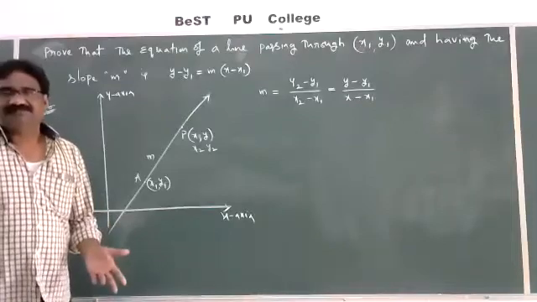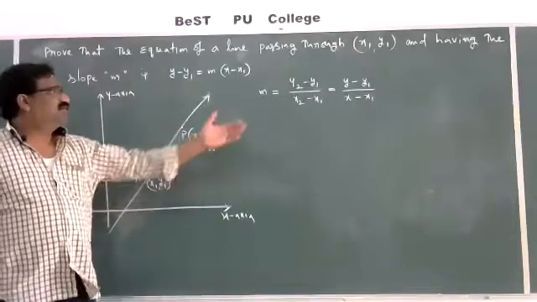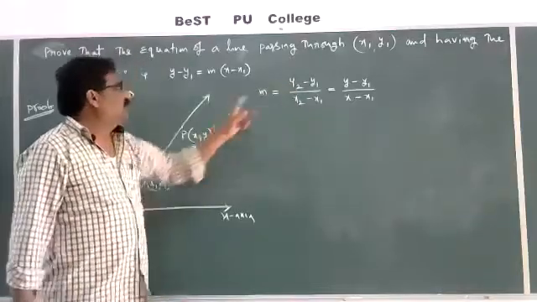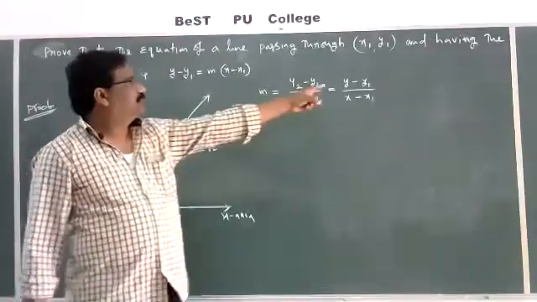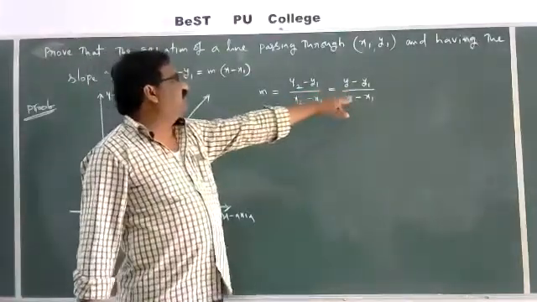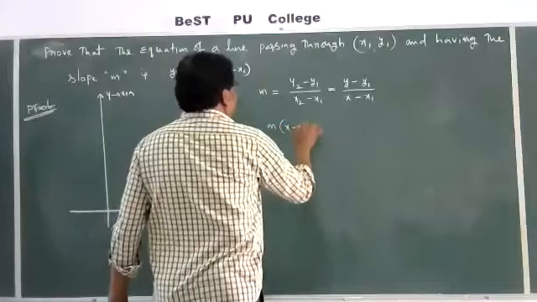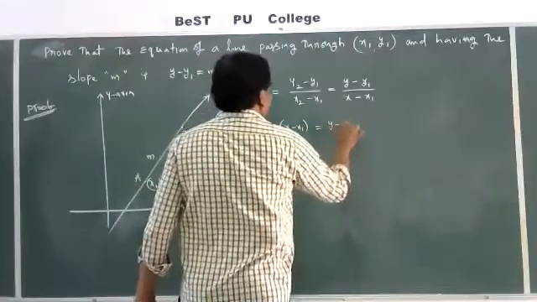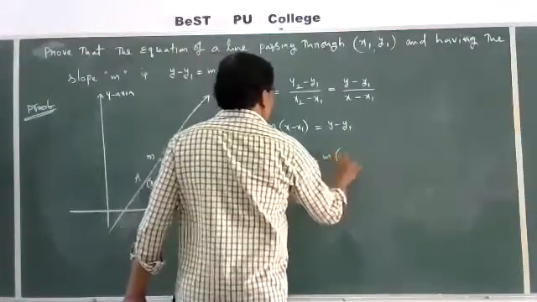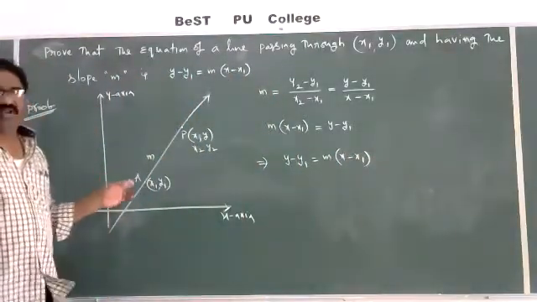In the previous theorem, the slope of the line passing through the two points (x1, y1) and (x2, y2) is this formula we proved already. So here y2 is y, y1 is y1, x2 is x and x1 is x1, that is (y minus y1) by (x minus x1). Then cross multiplication: m into (x minus x1) is equal to y minus y1. That implies the required formula: y minus y1 is equal to m into (x minus x1). So draw this figure.